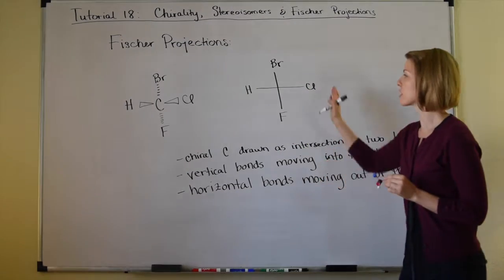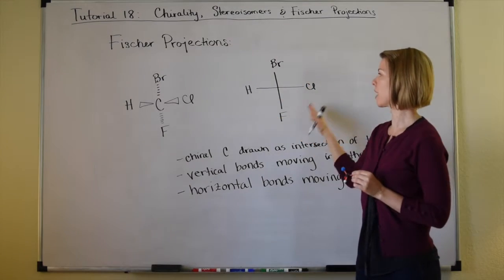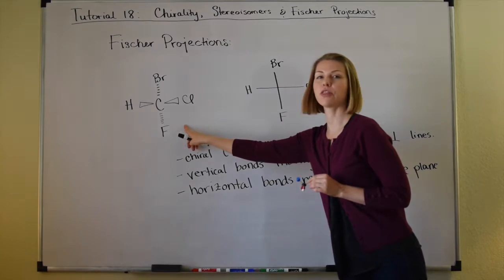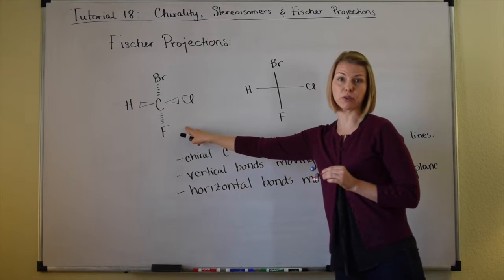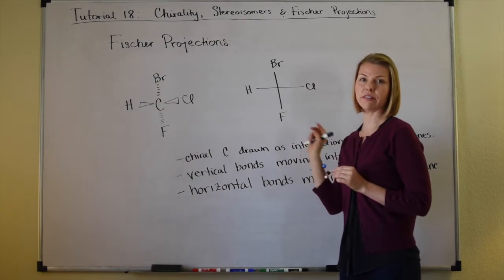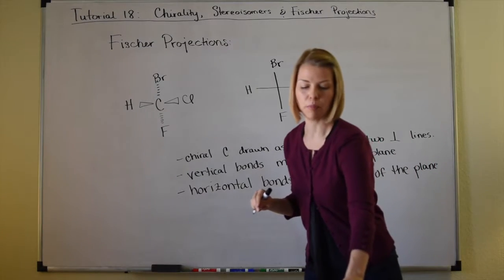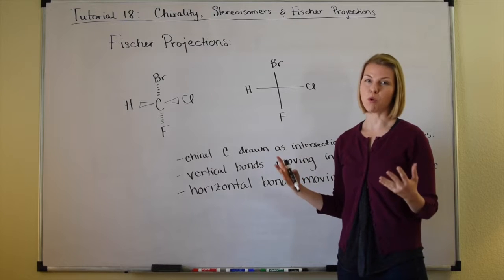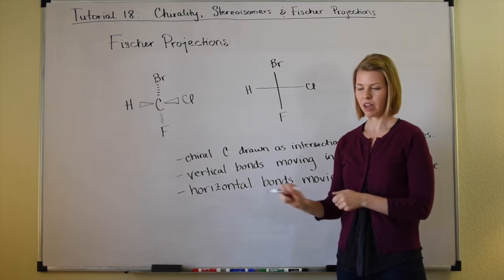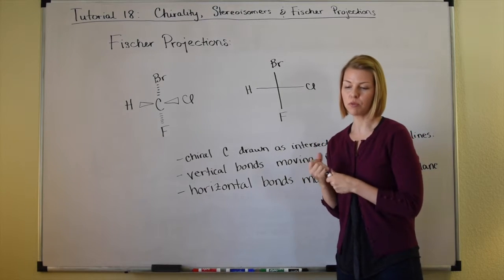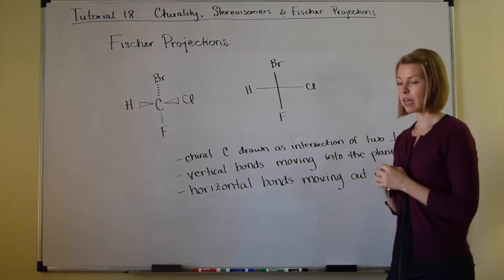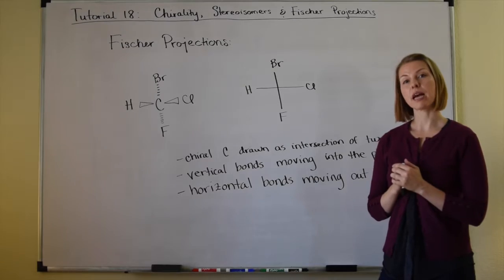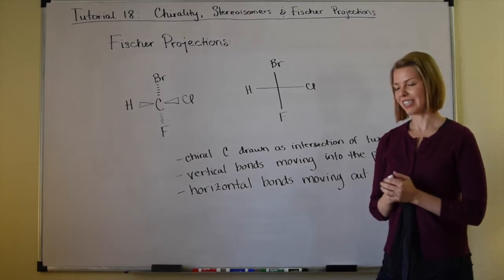All right, so this is a 2-dimensional way to represent, in Fischer projection, this 3-dimensional molecule. And it gets very, very helpful, particularly when you get to larger molecules with 2 or more chiral carbons. All right, so let's go ahead and move on and do a few more examples that are already drawn out for you on slide 4. A few more examples using Fischer projections.